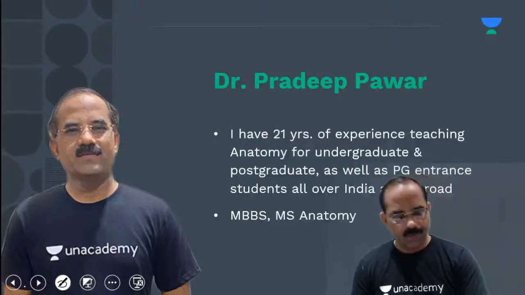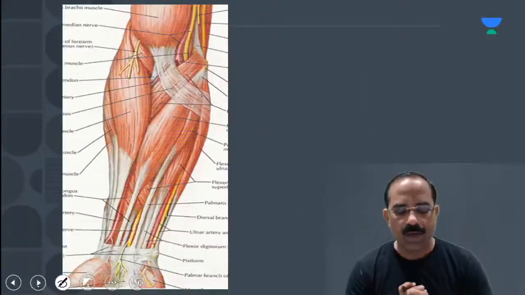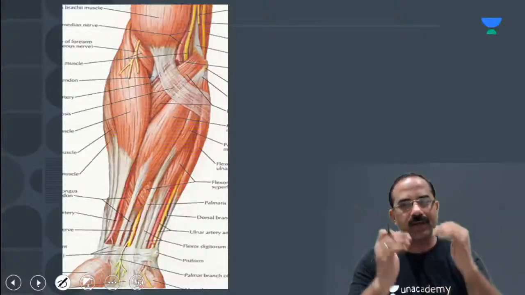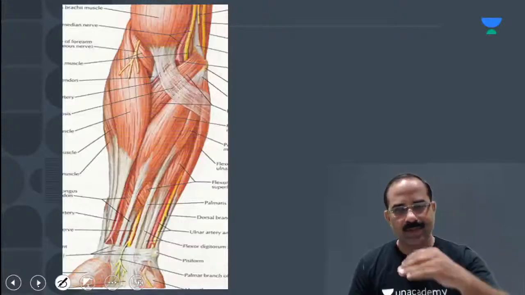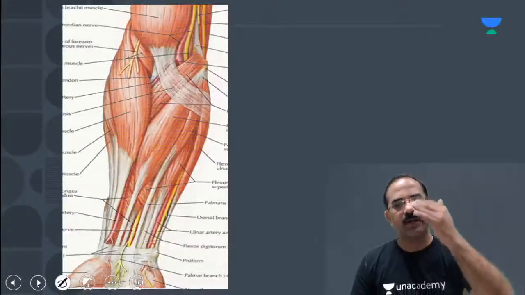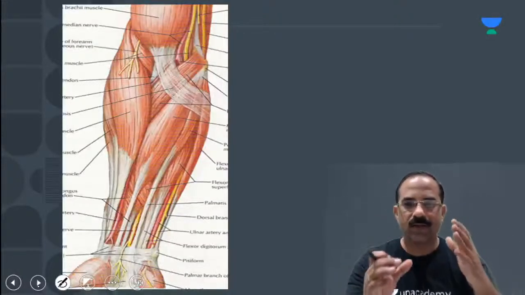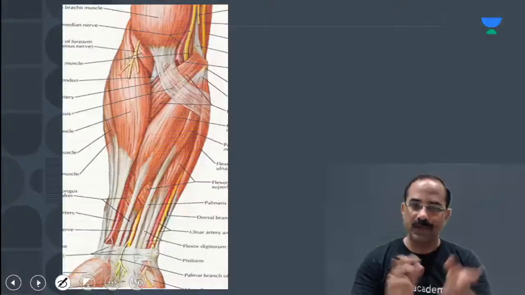Let us start with the forearm. We start with the front of the forearm. Students, muscles in the front of the forearm, or the anterior compartment of the forearm, are divided into three sets. I classify this as three sets: a superficial, intermediate and the deep set. This classification is easy to understand the spaces of the forearm. So then it becomes easy.